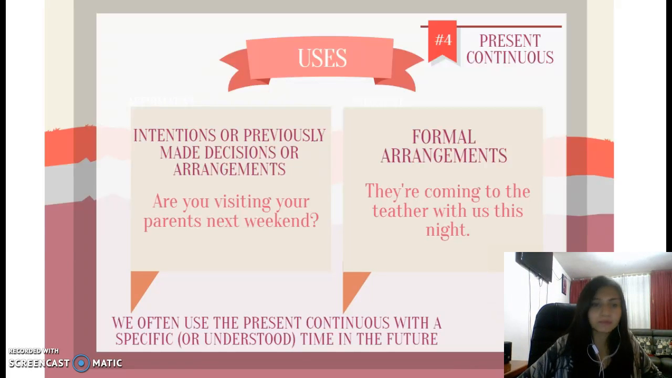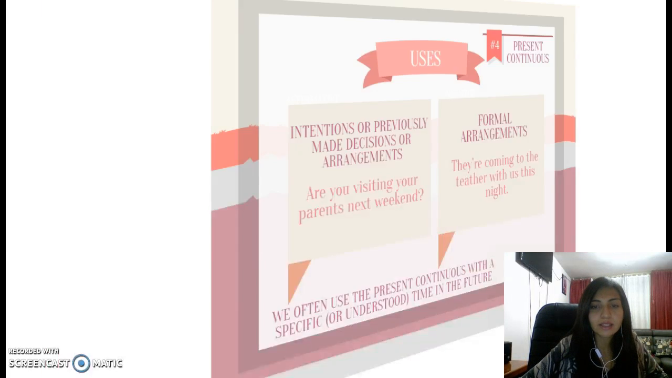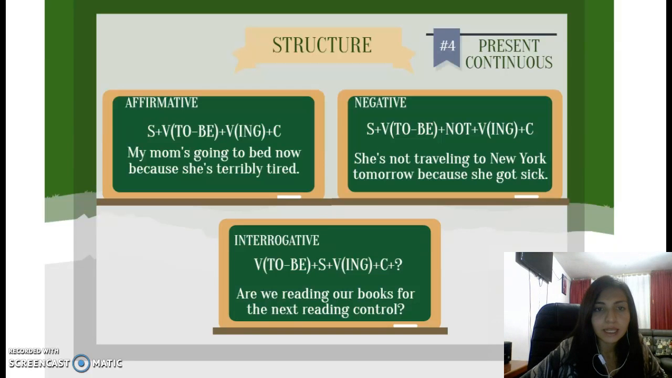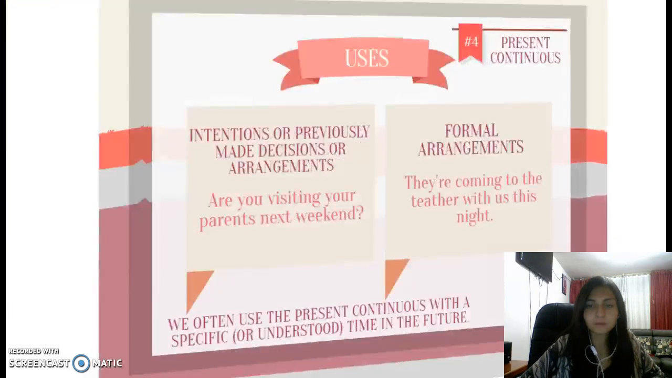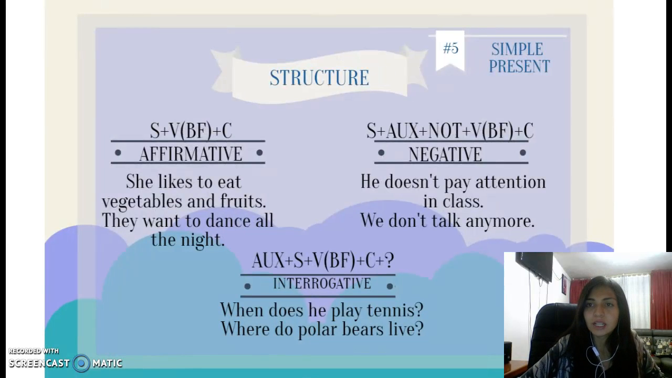We often use the present continuous with a specific time in the future. For example, next weekend, this night, traveling to New York tomorrow, or the next reading control is something specific. Okay, and finally we have the simple present.